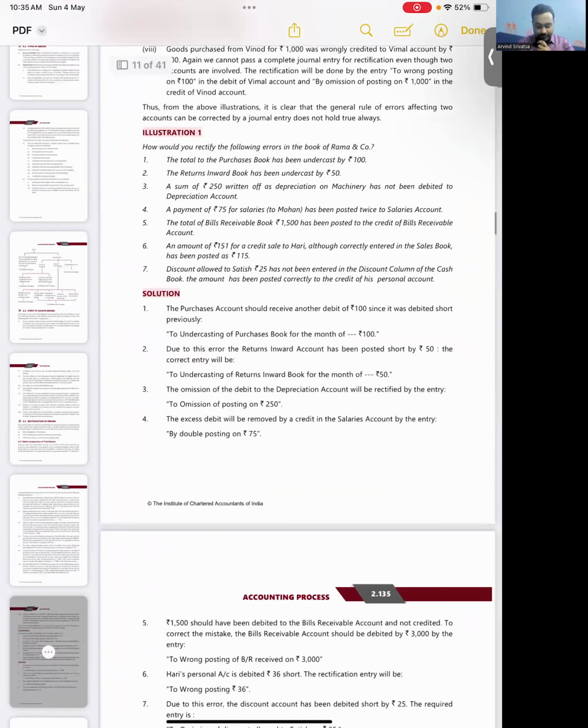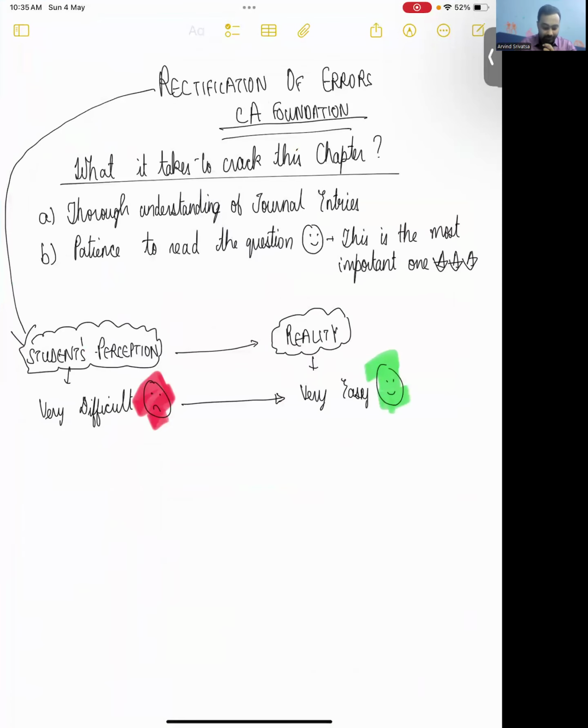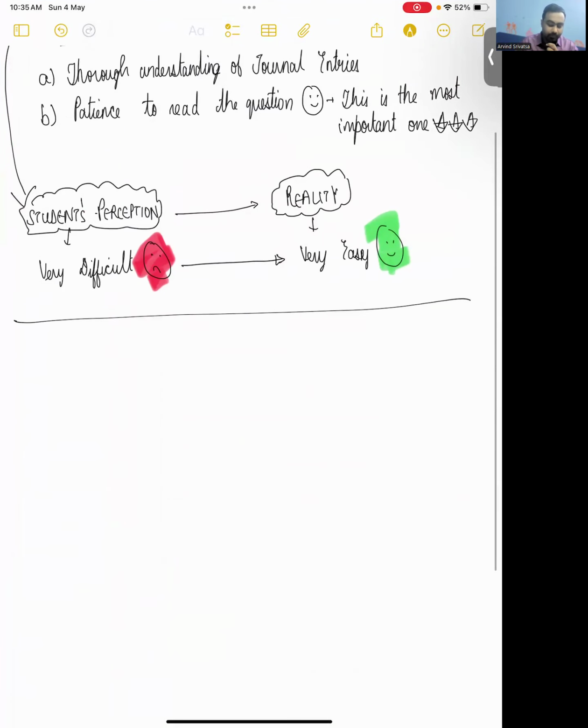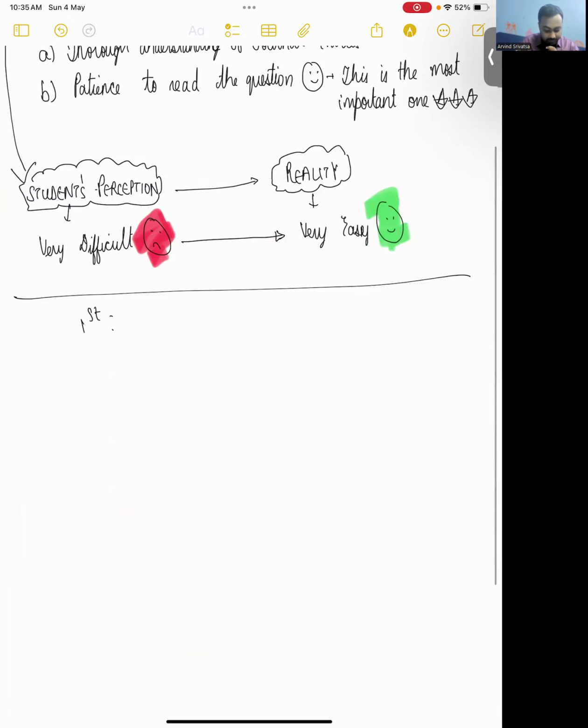Let me give you the basics of this chapter first before we start. Why does this chapter even come into play? The reason the concept of rectification of errors comes into play is that there are many errors we might make while passing journal entries. We need to rectify them as a part of our accounting process to ensure that our books of accounts do not have any issues and all the entries are perfectly fine. As we need to follow the accounting principles, if we've made a mistake, we need to rectify it to align with the accounting principles. This is why the chapter comes into play.